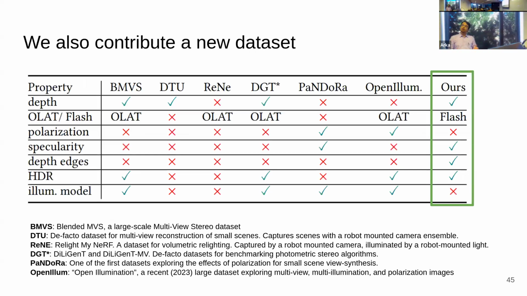Apart from all these algorithms, we also contribute a new data set, and I just wanted to take a moment to highlight the salient aspects that we capture. We are one of the few data sets which capture images with a flash, and I'm differentiating between flash and one light at a time by how far the light is placed from the camera. We do not provide an illumination model, but we do provide the location of the point light source with respect to the camera for all frames. And we are one of the few data sets which identify the location of depth edges and non-Lambertian patches out of the box. And regrettably, we do not capture polarization images.